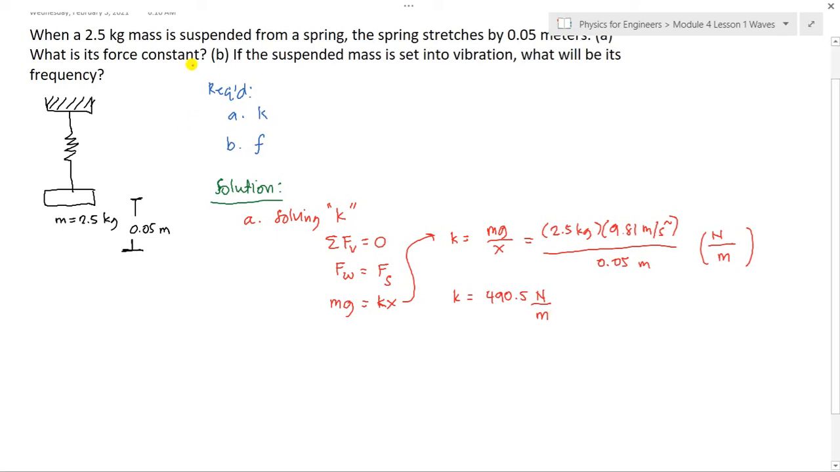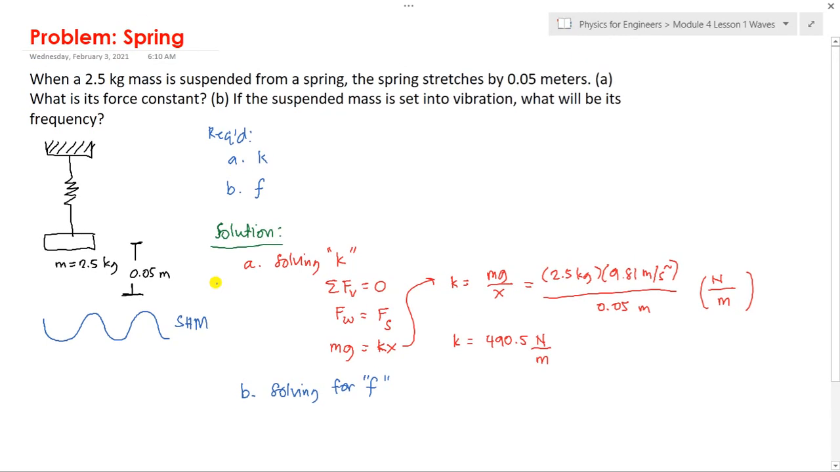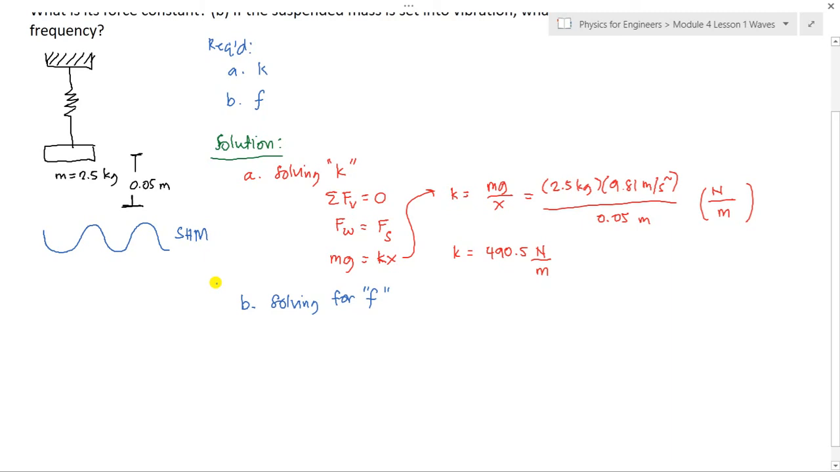Now, solving for B. So that is solving for the frequency. As it vibrates, it will undergo simple harmonic motion. So SHM. Now, going back to what we discussed earlier, the formula for the frequency of a simple harmonic motion for an object suspended by a spring is just equal to F equals the square root of the spring stiffness, or the force constant, all over the mass. Now, substituting, we have 490.5.